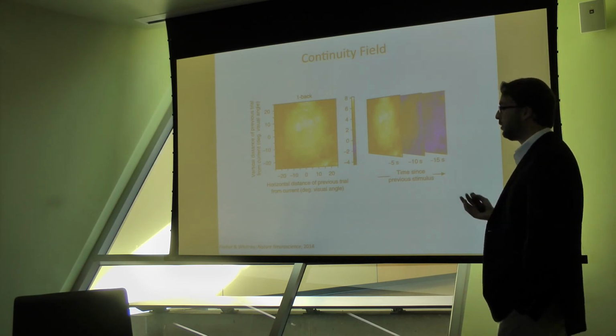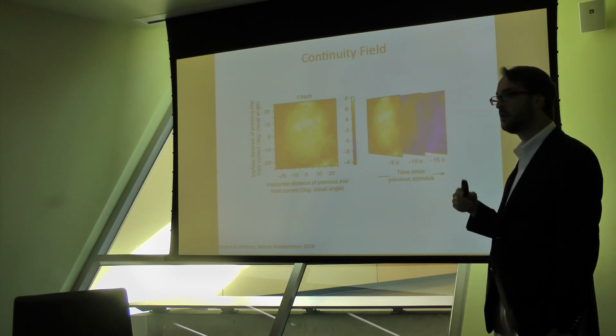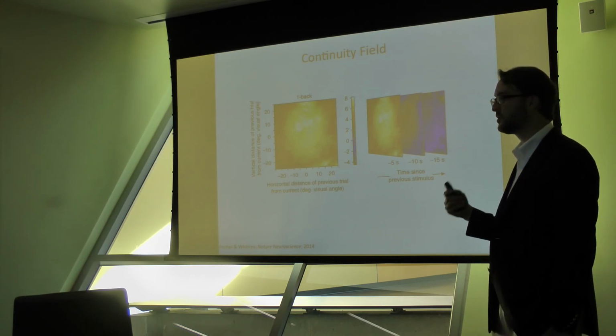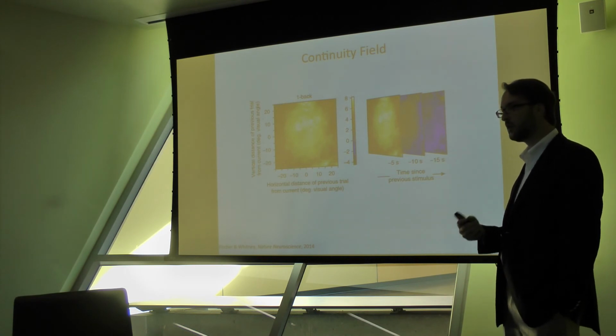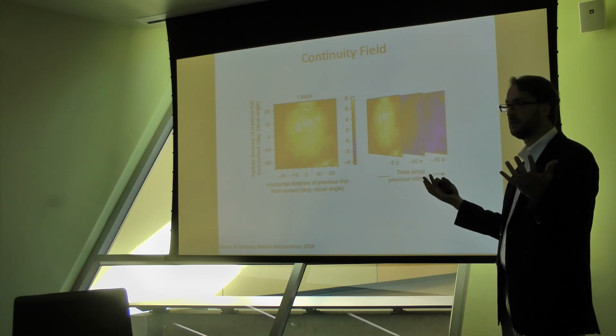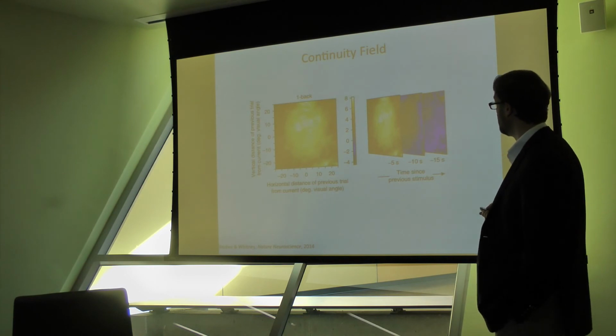It's not a receptive field. A receptive field is a region of the retina or the visual field to which the visual system is responsive. This is a region within which the visual system treats objects as being identical. So it's very different. It's not a region to which the visual system is responsive. It's a region within which two different objects will be treated as if they're identical. So we call this a continuity field.